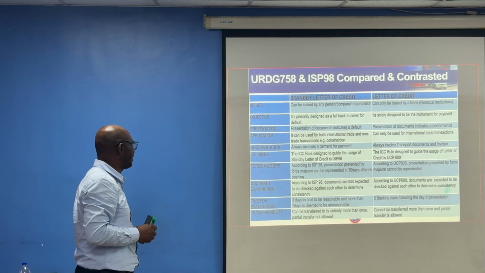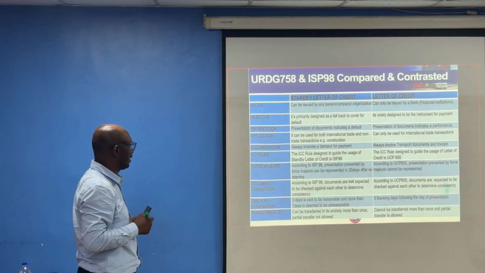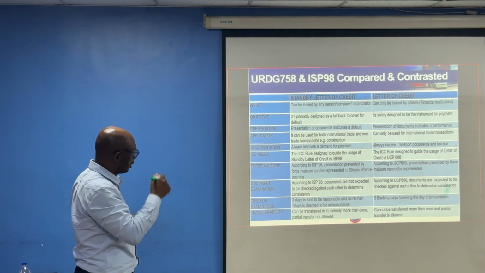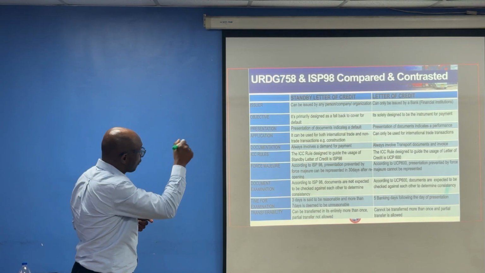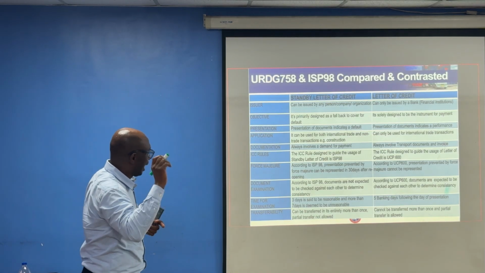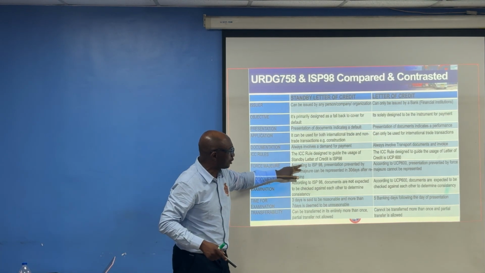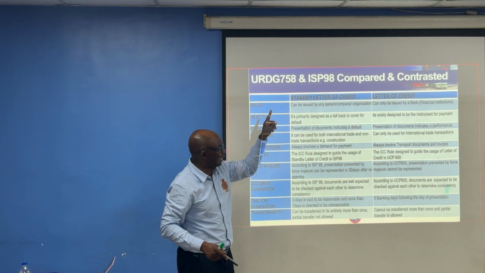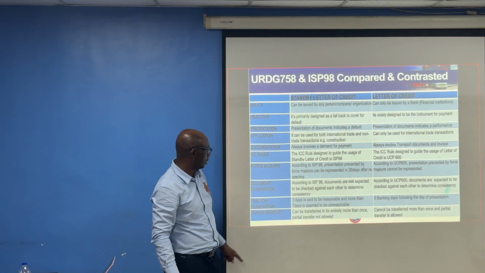The ICC rule designed to guide usage of standby is ISP 98. The UCP, which guides letter of credit, is 600. It's 600. I told you this yesterday. Force majeure: if there is force majeure in standby, you can present documents 30 days after the event. In letter of credit, if there is force majeure, you cannot present documents again.